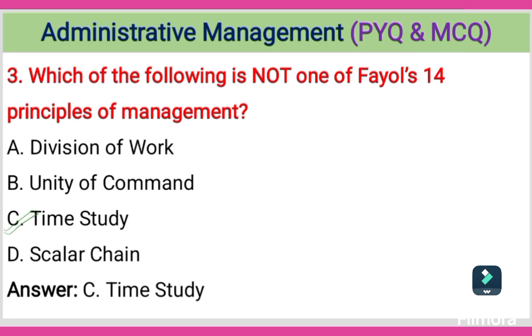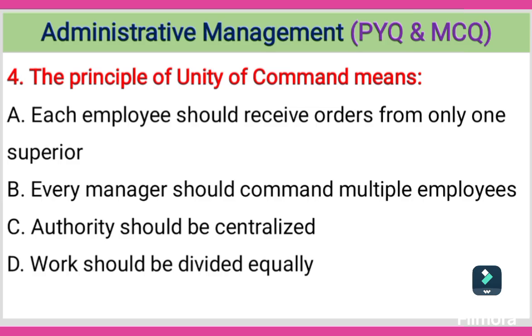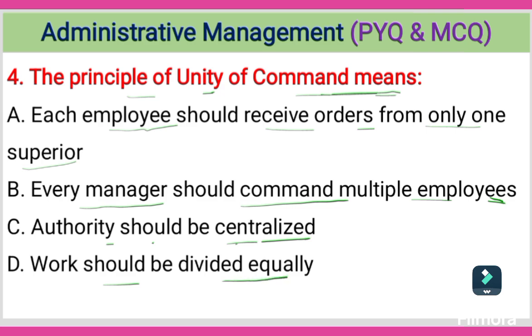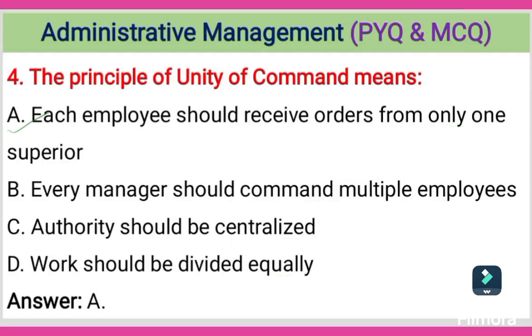Now move to the next question. The unity of command means A. Each employee should receive orders from only one supervisor. B. Every management should command multiple employees. C. Authority should be centralized. D. Work should be divided equally. So, the correct answer for unity of command is A. Each employee should receive orders from only one supervisor.